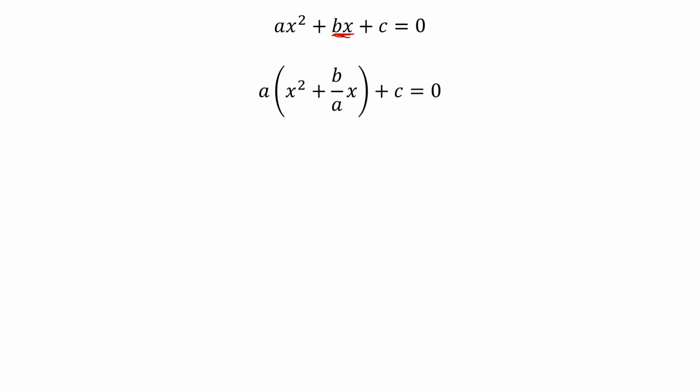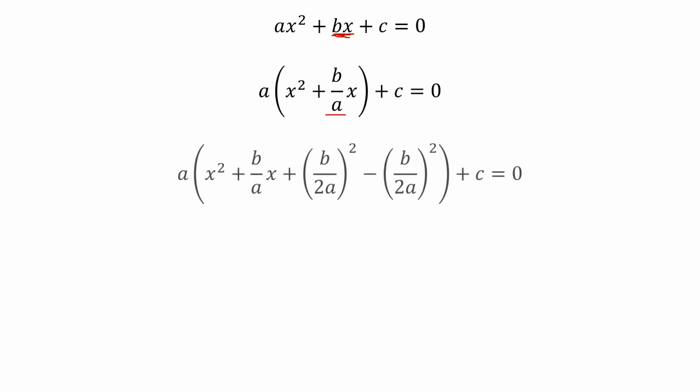I now want to add a new term. This new term must be half the coefficient of x. I am taking the coefficient of x here, which is b over a, and I divide it by 2. So that's half of the coefficient of x. Then after that, I will square it. So I will introduce that term. But to maintain this equal sign, I don't have to add new terms and leave them there. So I also have to subtract that term like this.